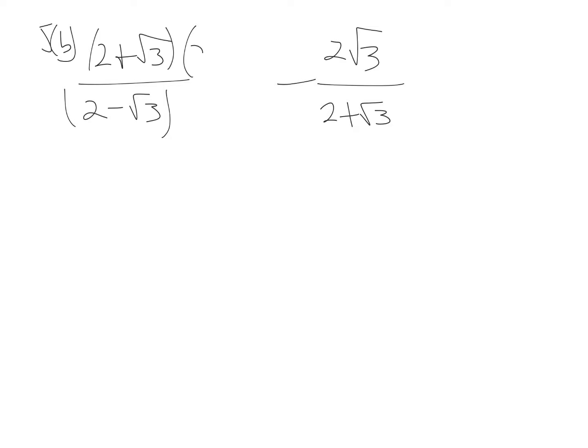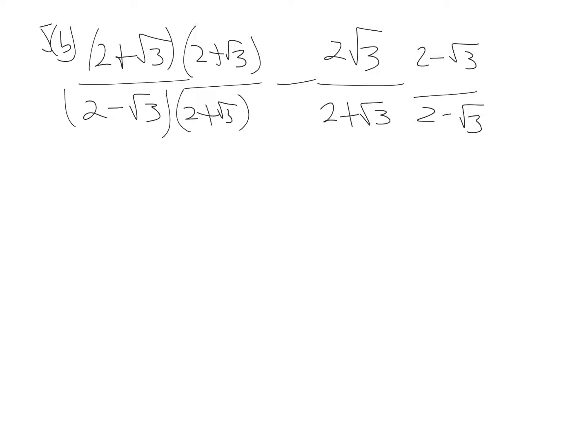We'll multiply this by 2 plus root 3 divided by 2 plus square root of 3. All right? And then we do the reverse on the next side, which is multiply by 2 minus root 3 over 2 minus root 3. And that gives us a difference of squares on the other side as well. It's okay to have the radicals in the numerator, but we want to get rid of them in the denominator.